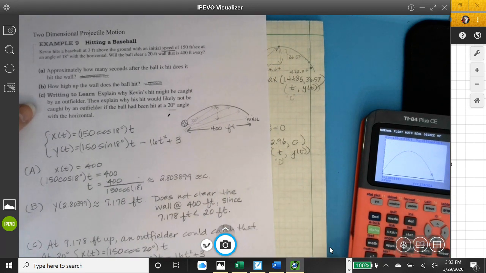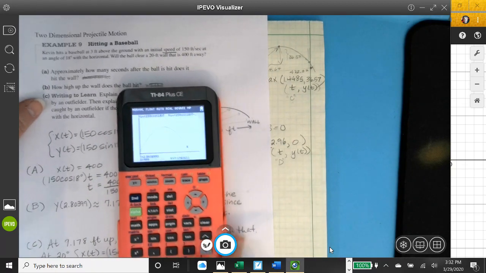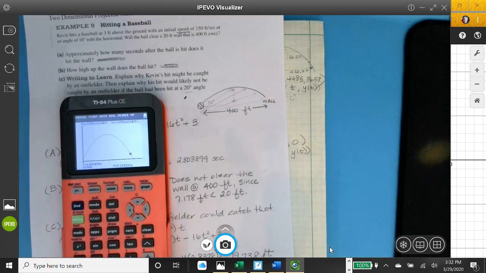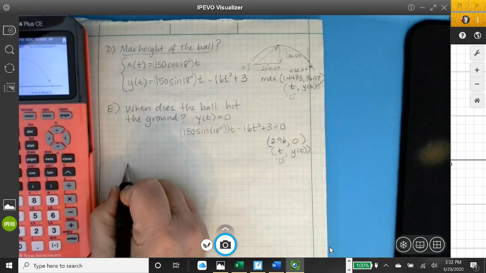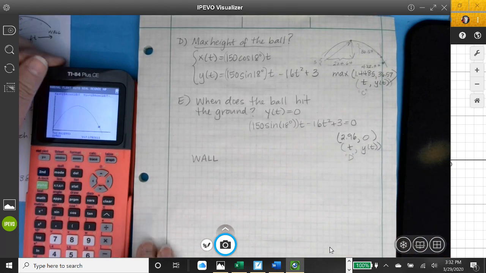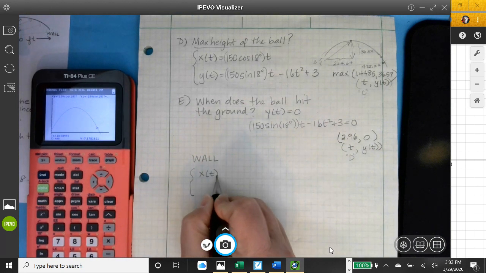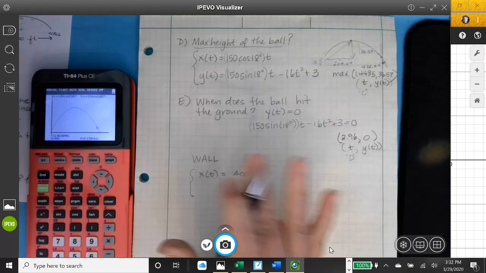Now, wouldn't it be nice if we could actually get the wall on this graph? Because that's kind of fun, right? To put the wall on, well, that would require another set of parametric equations. So let's put the wall on here and see how we get the wall. Well, we need the wall to be standing where horizontally? We need the wall to be at 400. It's going to be standing for all time at 400.